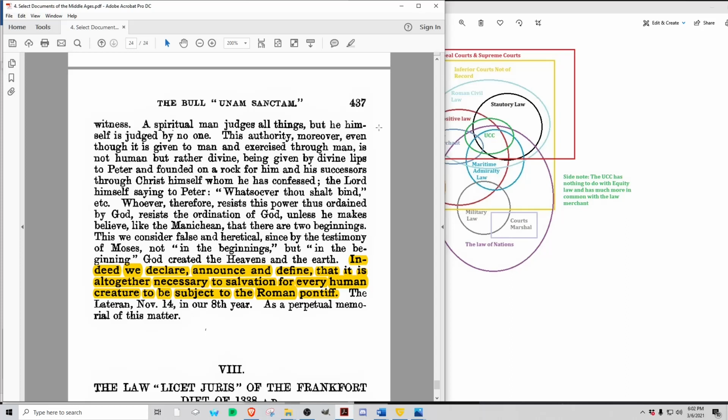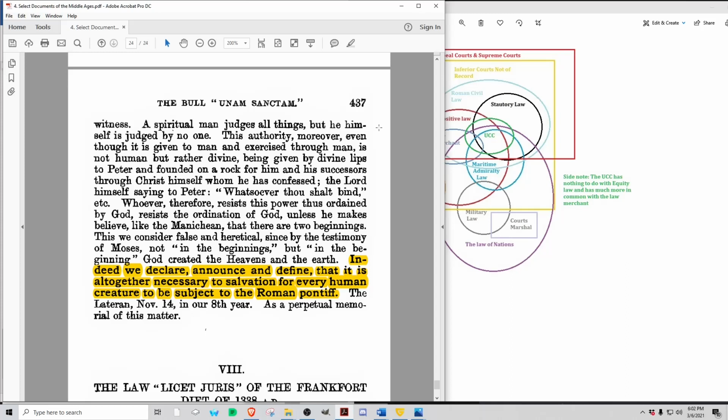Thus he makes him believe, like the managing, whatever that is, that there are two beginnings. Right? Two sides of which they'll control. It's a double-headed eagle. Get the point.